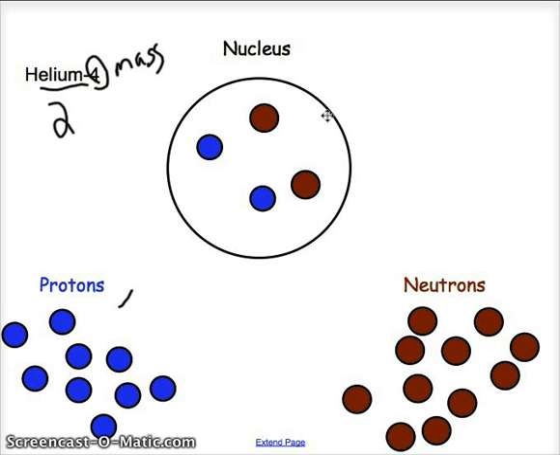Here you can see that this model represents the helium-4 nucleus. There's 2 protons, which correspond to an atomic number of 2. There's 2 neutrons, so the sum of protons and neutrons together is 4. In other words, there are 4 nucleons inside this nucleus.